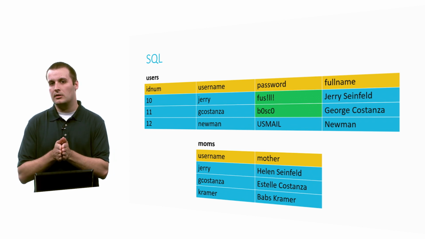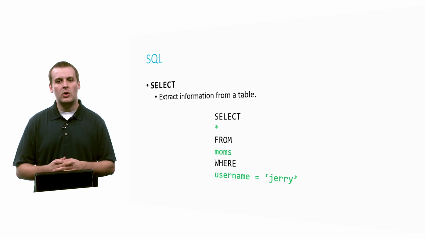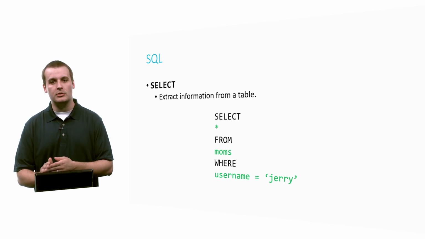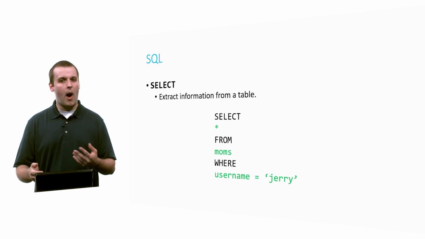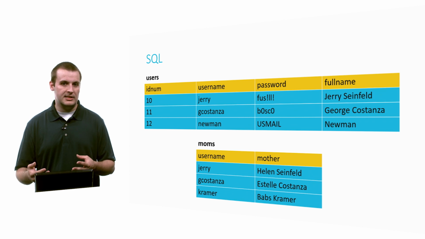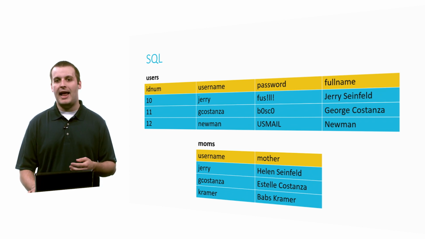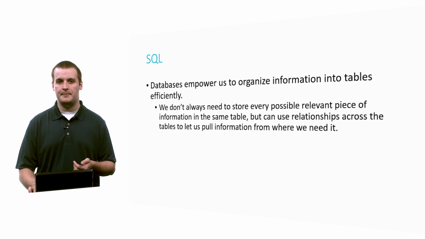I'm getting the password for those rows. That's what I asked for. What about this? What if I want to select star from the moms table where username equals Jerry? Select star is the special sort of wildcard, so-called, that we use to get everything. So instead of saying select username, comma, mother, which happen to be the only two columns of this table, I can just select star and get everything where the username equals Jerry. And so that's what I would get if I made that particular query.